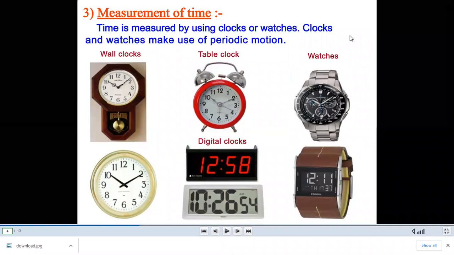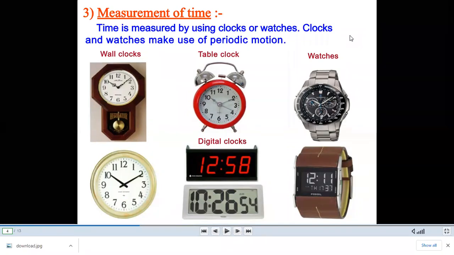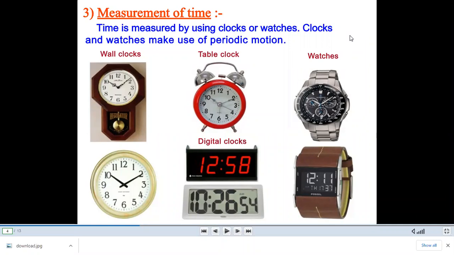Then the quantity which we can measure, that is time. Time is the measurement of the interval between two events, you can say. So clocks and watches make use of periodic motion. If you want to measure time, you have to use periodic motion only. You can see here the clocks and watches shown: digital clock, table clock, wall clocks. These are used to measure time.